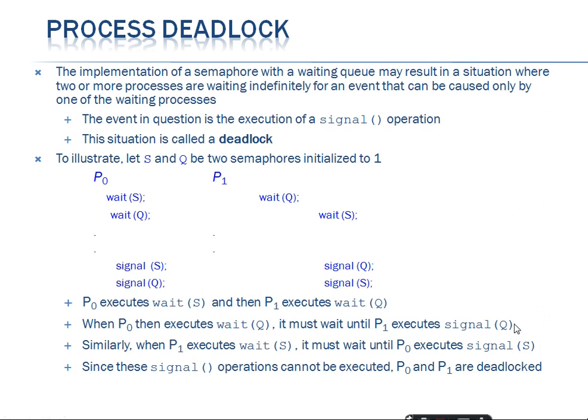Until P1 executes signal, P0 cannot execute further. And until P0 executes signal, P1 cannot execute further. So both of these processes are held in a situation called deadlock, where they are not able to complete their execution, and they are waiting for each other to signal.